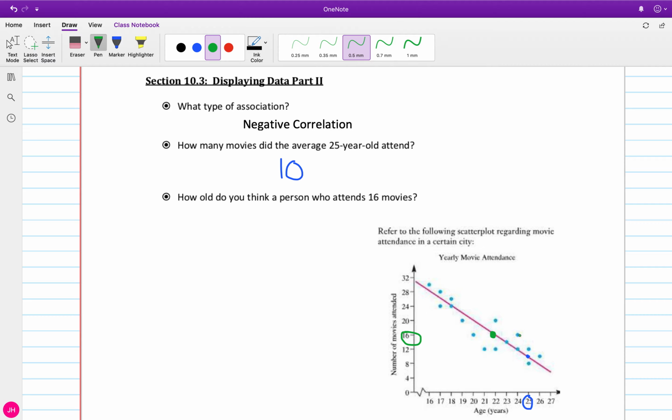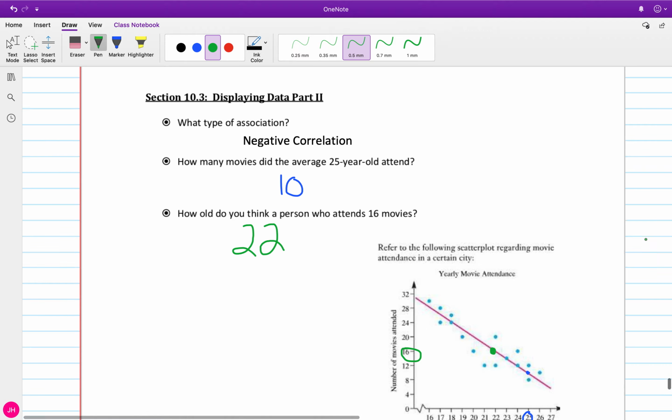I want to go all the way to my trend line, and that trend line looks like it's sitting right above 22 years old. So that would be my answer for that one. Again, make sure you use the trend line. It is a trend. I'm not saying that I actually have a data point there. I'm using it as an estimation, what in general is going on.